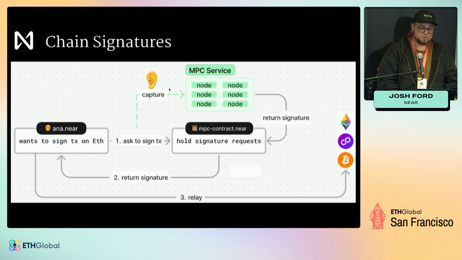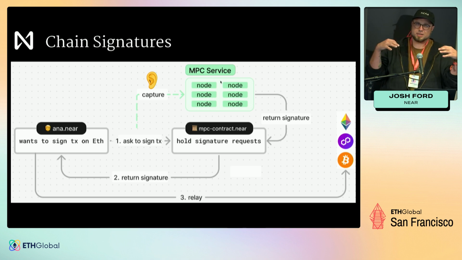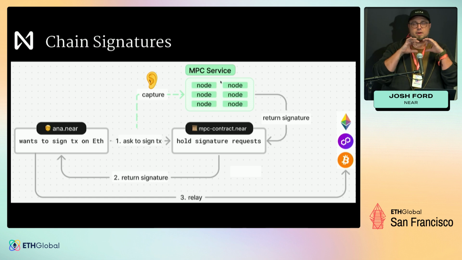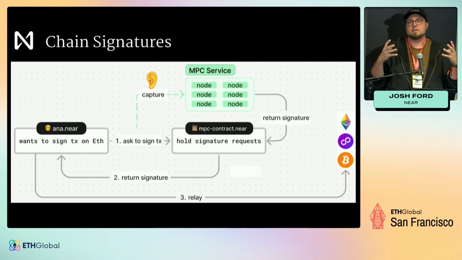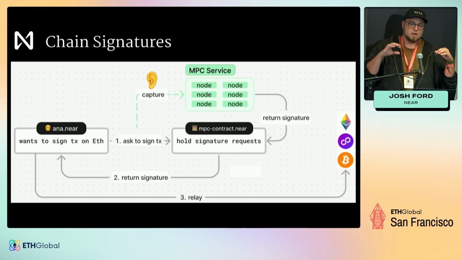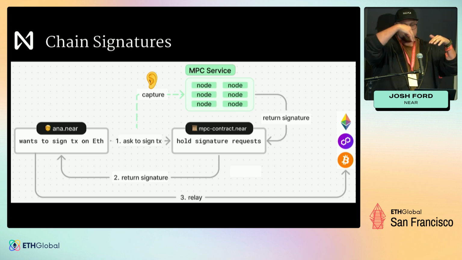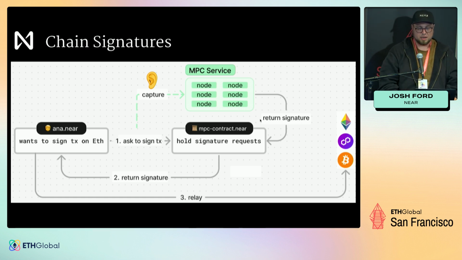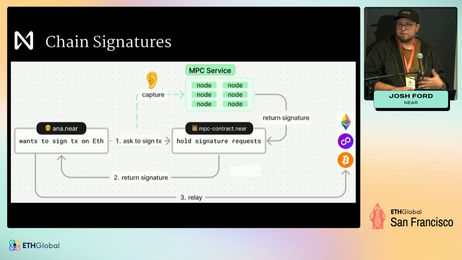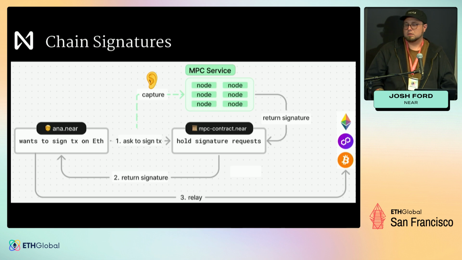So what it does is it captures this request, and then there's a decentralized node service that reconstructs. It doesn't actually reconstruct the key at all, but it creates the signature. The key never actually even exists, so it's totally secure. These independent nodes sit there and verify and construct the signature and return the signature to the contract, which takes that and returns it back to the user. And then after that, the user now has this signed transaction, and they can relay it to Bitcoin, Ethereum, Solana, whatever network that you want to transact on.